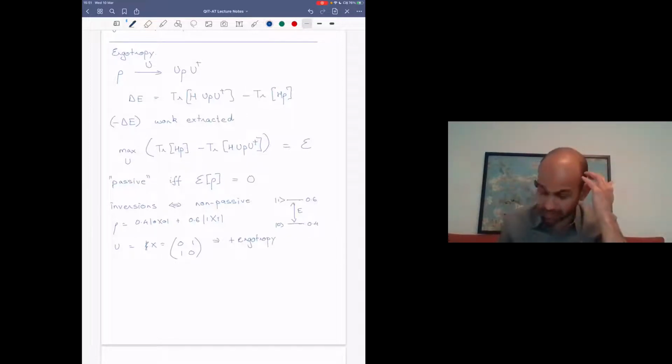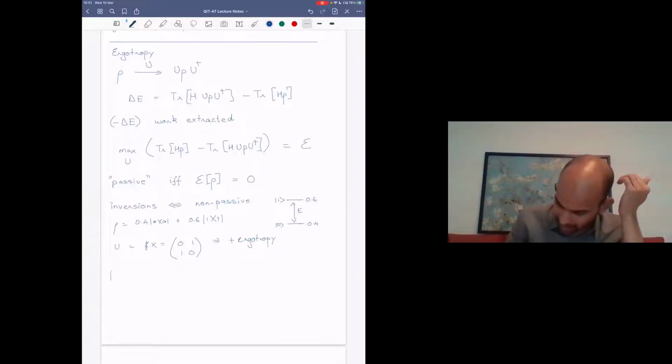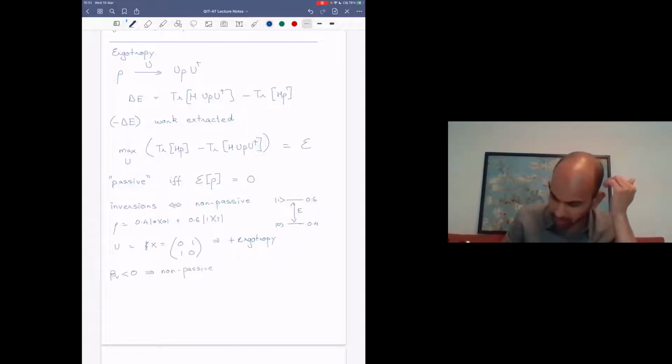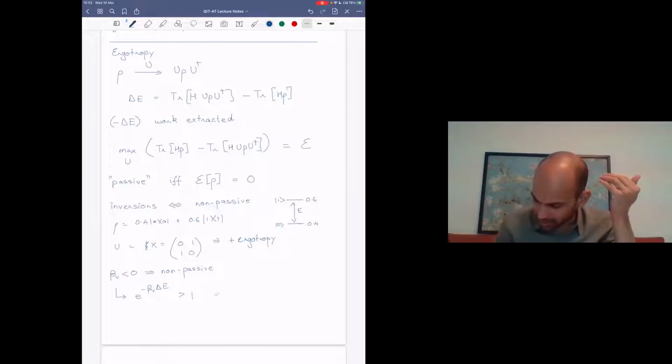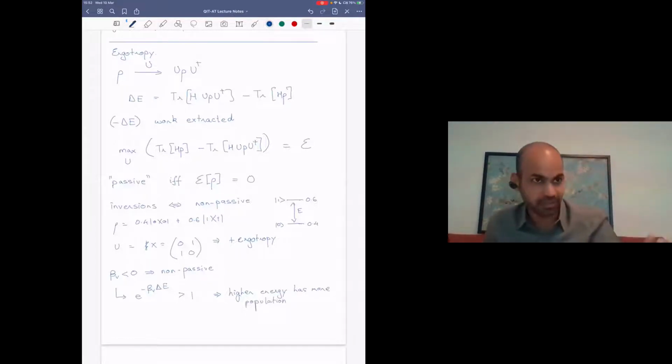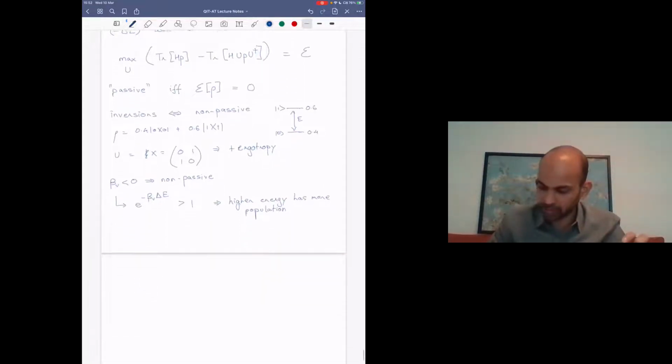This is also the same as saying, using the language of virtual temperatures that we had, that if we have any beta virtual that is less than 0, that's the same as saying that it's a non-passive state. Because remember, if beta virtual is less than 0, then the Gibbs ratio e to the minus beta virtual delta E will be greater than 1, because beta virtual is less than 0 with the minus sign, so you get a positive exponent. And that will mean that the higher energy has more population. So it's very clear that inversions and negative virtual temperatures are intimately related with the notion of passivity.